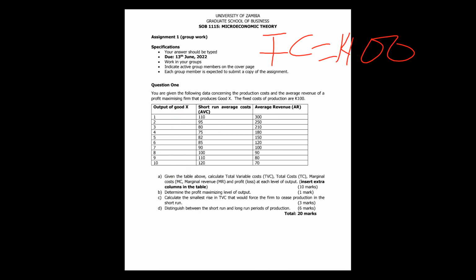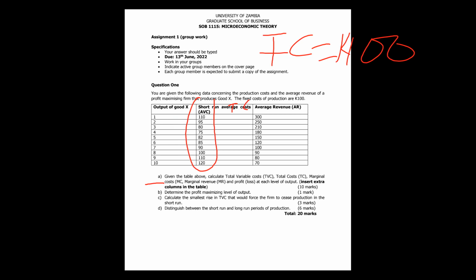Given this schedule, question number 1 says, given the tables above, calculate the total variable costs. You are given the column for average variable cost. They just want you to find the column for total costs. How can you find the total cost given average variable cost?